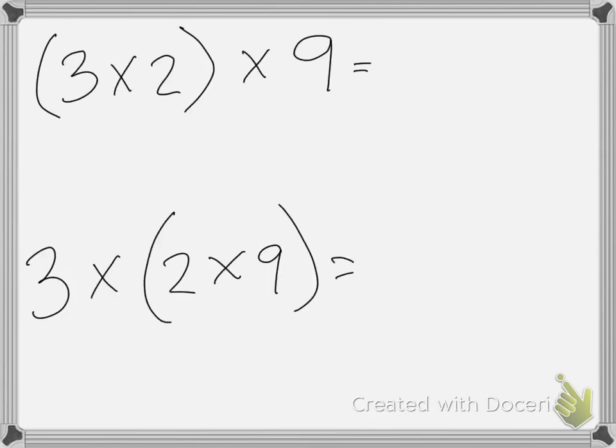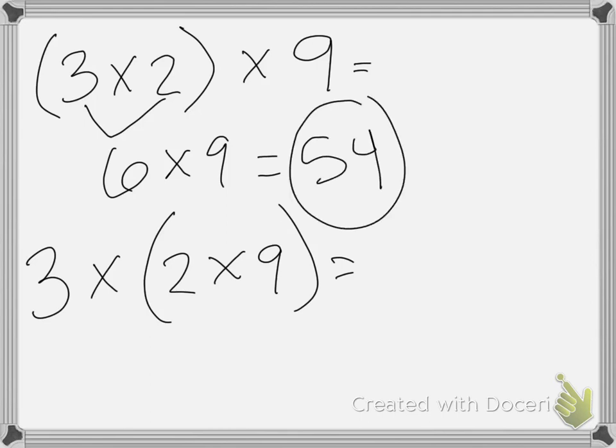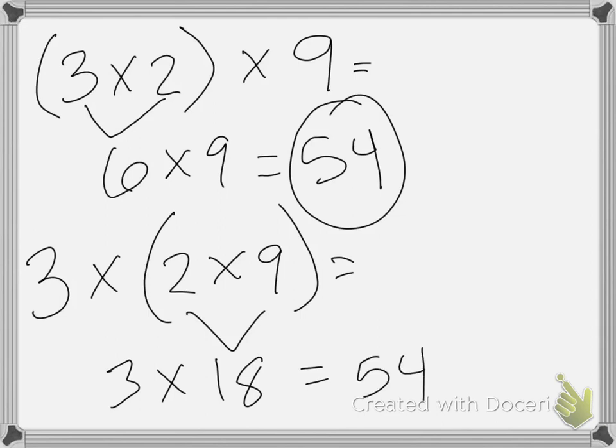Okay, let's do the next one. This one, first problem, it tells us to do 3 times 2 first. 3 times 2 is 6, and then we multiply that by 9. 6 times 9 equals 54. Okay, so let's do the other one. It tells me to do 2 times 9 first. 2 times 9 is 18. 3 times 18 equals 54.